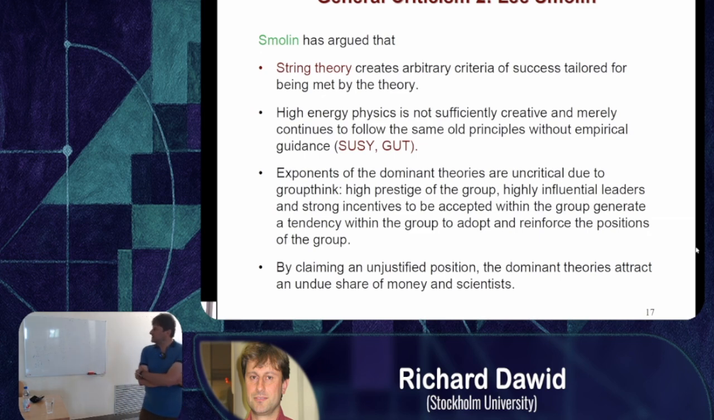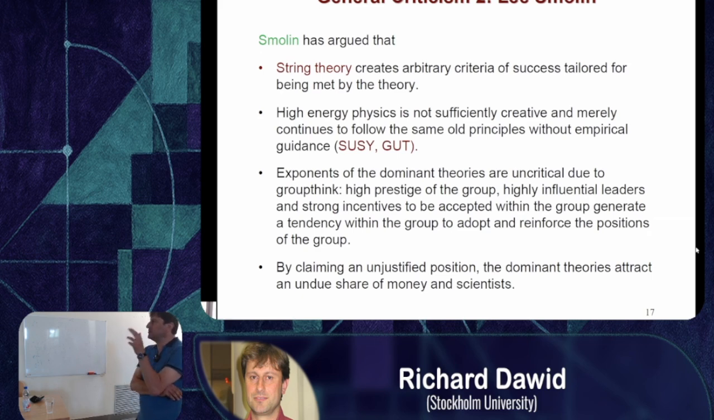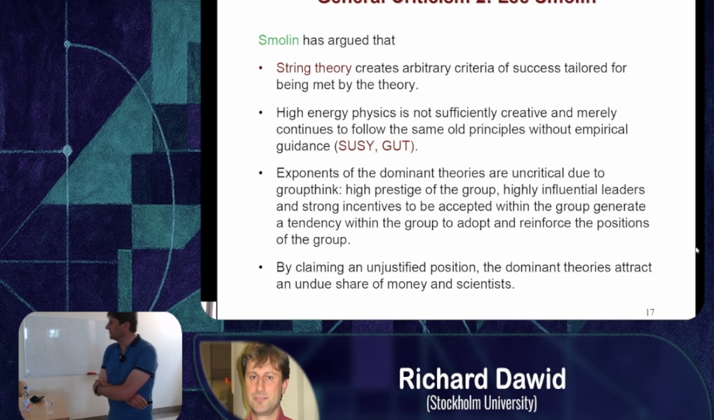A second critical perspective, related of course, would be Lee Smolin's, and Lee Smolin offers additional interesting thoughts as to, let's say, why that confidence emerged. First, he argues that string theorists created arbitrary criteria of success that are tailored to being met by the theory. So first they changed success criteria in order to meet them, and then they can point at them and say, look, we have achieved that, and therefore we can have trust in the theory.